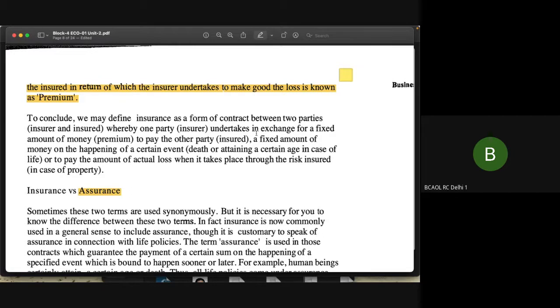Okay, so the important question that we get out of it is: what is insurance, what is an insurance contract, and what are its principles. It's a very important question, guys.